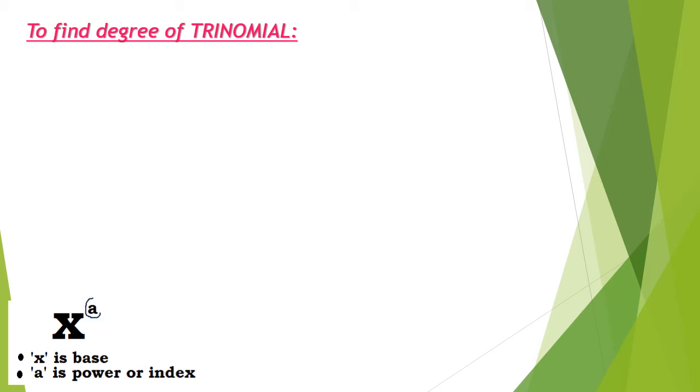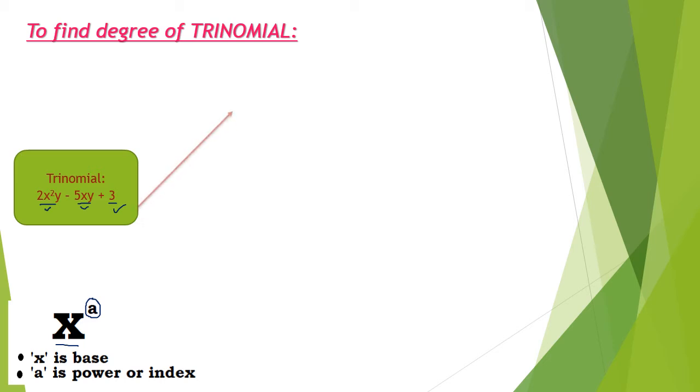To find the degree of a trinomial, now this is very important, so it is written everywhere: a is power and x is base. Now we have to consider only the power of a variable. Now let's consider a trinomial. This is a trinomial. It has three monomials, isn't it? There are three monomials. This is a monomial, it is a monomial, it is a monomial, and it is a monomial. A trinomial is a combination of three monomials.